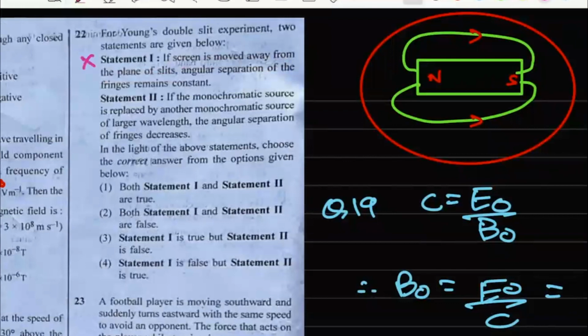Statement 2: if the monochromatic source is replaced by another monochromatic source of larger wavelength, so again you have increased the wavelength, angular separation of the fringes decreases. Again, this is wrong because x is directly proportional to lambda. So both statements are false. So we'll go with number 2.